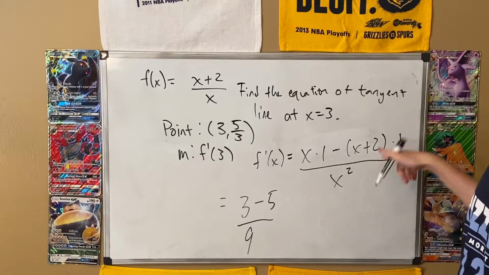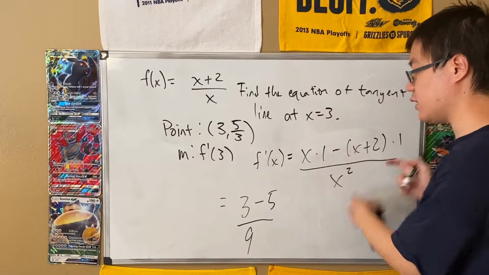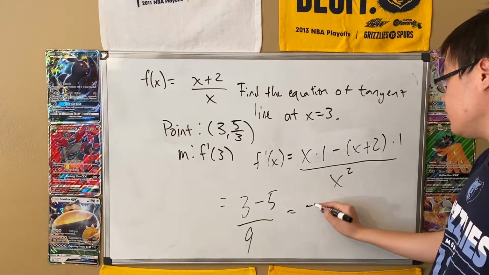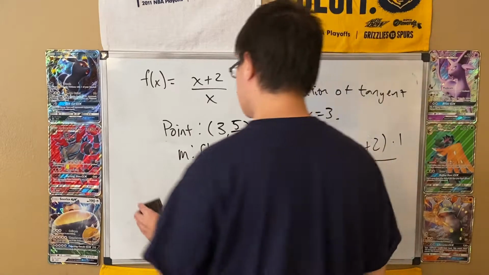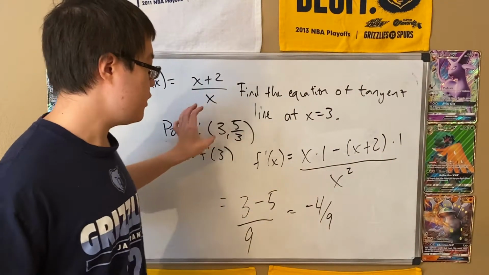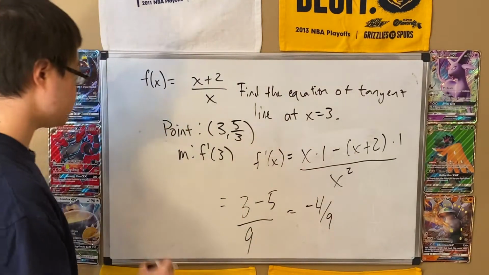Keep in mind that these parentheses were very important, because when I plug in 3 plus 2, 5, I want to do negative the entire thing. And then finally, this slope is minus 4/9. So now we can go for the equation of the tangent line, because we have our slope and our point, where the slope was the derivative. So I always do it in point slope form.